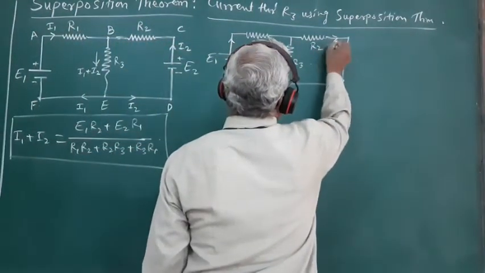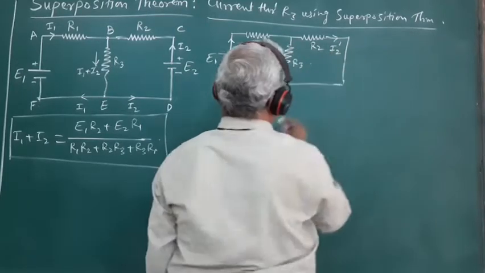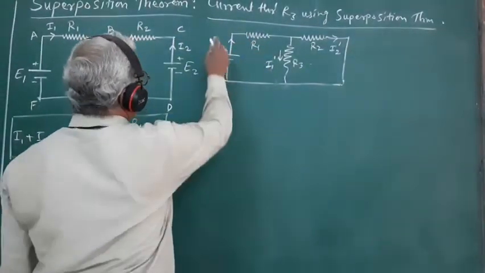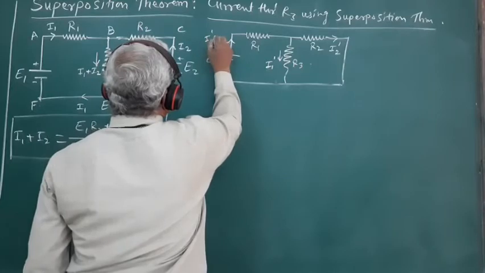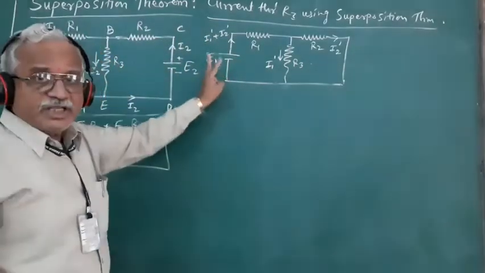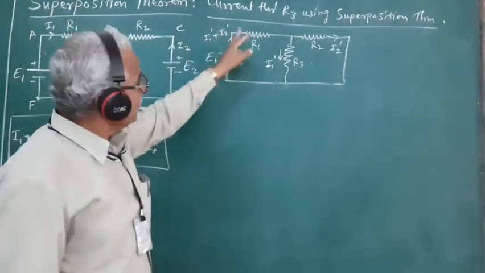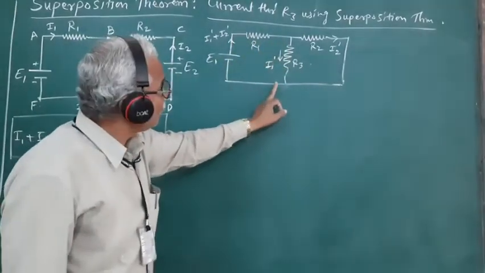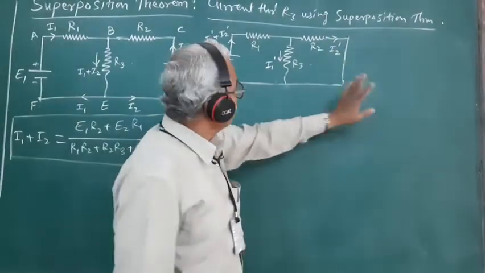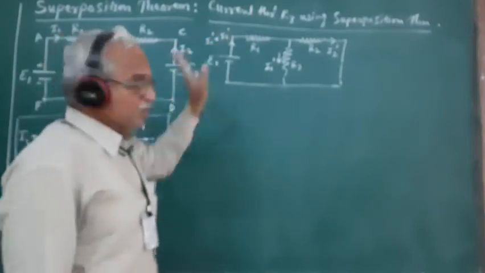And the current flowing through R2 due to E1 is I2 prime, such that the current flowing through R1 will be I1 prime plus I2 prime. The current sent by E1 in the circuit will be I1 prime plus I2 prime, such that the part I1 prime flows through R3 and the part I2 prime flows through R2. And the current flowing through R1 is I1 prime plus I2 prime.